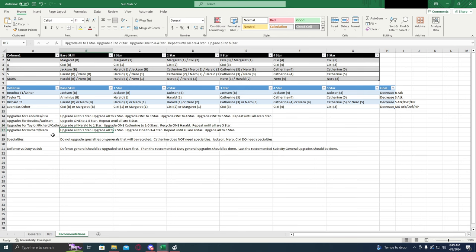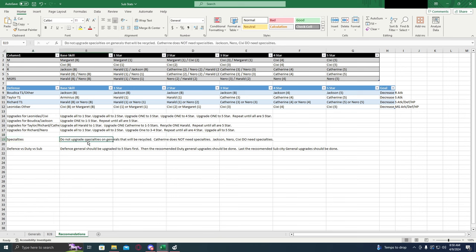If you're running a Richard slash Nero defense, upgrade them all to 1 star, all to 2 star. Then you're going to take one of them, put them to 3 star and 4 star, and then you're going to do that until they're all 4 star, and then all of them to 5 stars.